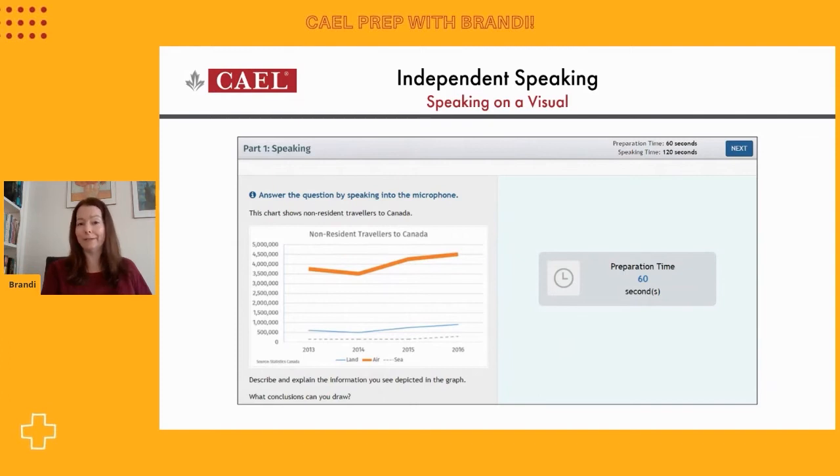Here's your third question from part 1. This is an example of a visual, so a type of chart or graph, as you can see. So the information will be in front of you, and you'll always be asked to describe and explain what you're looking at first, and then draw some conclusions about that information. So this entire part of the test, part 1, really only takes about 10 minutes to complete, because you're simply answering those 3 questions in a row.